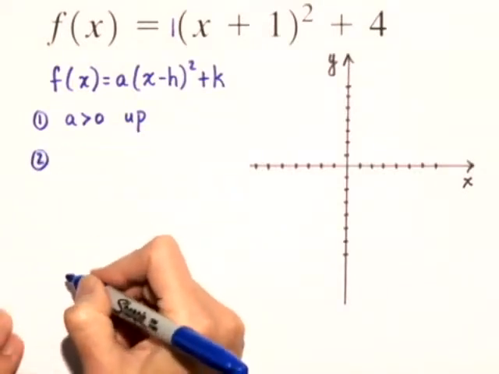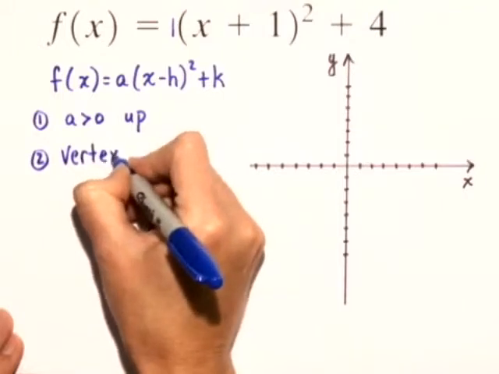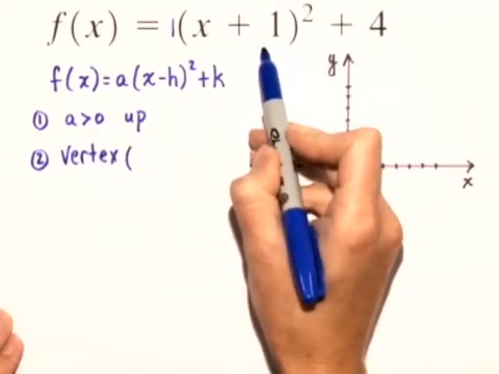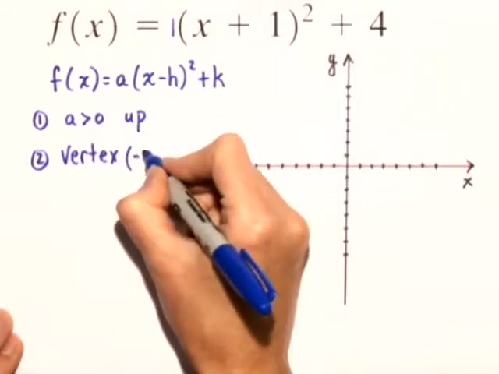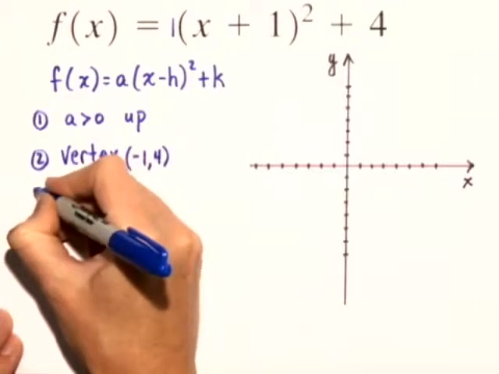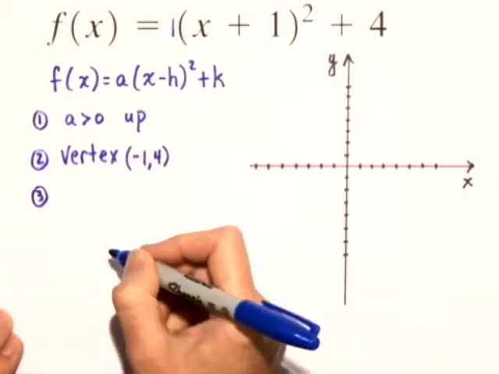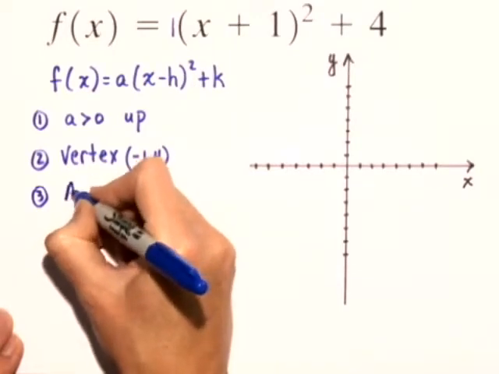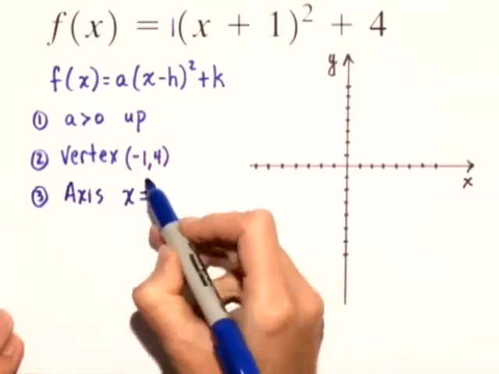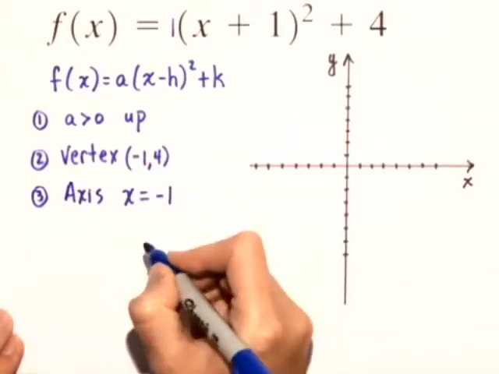In step 2, we want to find the vertex. The vertex is just h comma k. In this case, it will be negative 1 comma 4. In step 3, we'll state the axis of symmetry. The axis of symmetry is a vertical line in this case, and it's just the line x equals whatever the x-coordinate of the vertex is, in this case, negative 1.